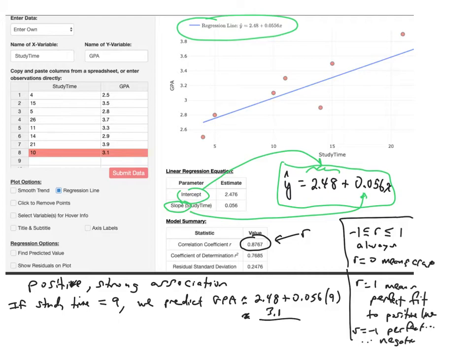And what that means in terms of the graph is if you come over to 9 for study time and go up to the line, then we're saying that the line, its y coordinate, is, 3.1 doesn't sound right, does it? Oh, must be closer to 3.0.